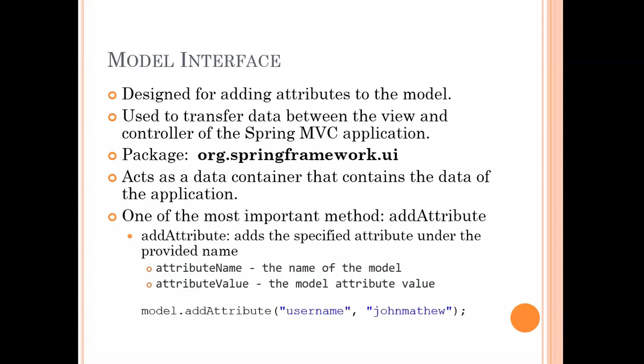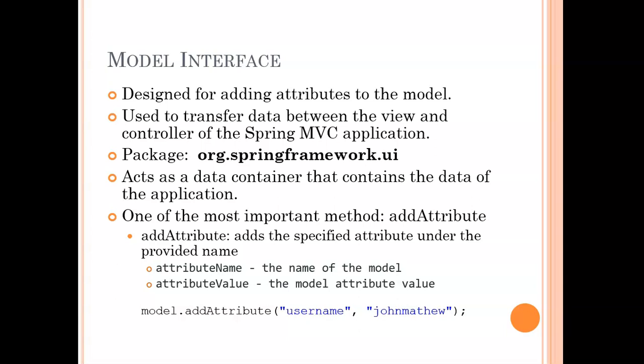One of the most important methods of this particular interface is the addAttribute method. There are other methods also like addAllAttributes, and this addAttribute also has overloaded versions, but this is the most commonly used method of the model interface, which adds the specified attribute under the provided name. So whatever name that you give, as you can see here, I am providing a name username. Along with it, the value that I am passing here is a string value, that is John Matthew. Here the value could be any object or any list that you want to pass, or any collection that you want to pass, you can pass.